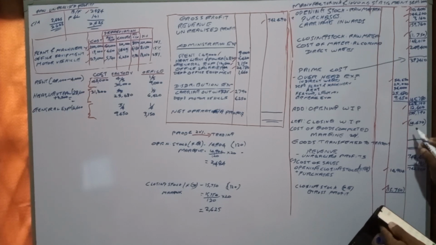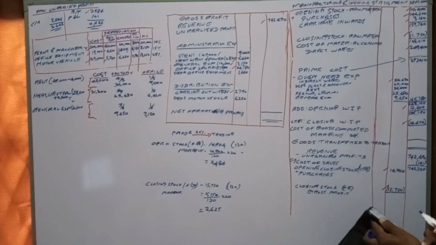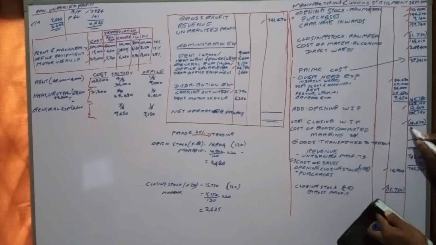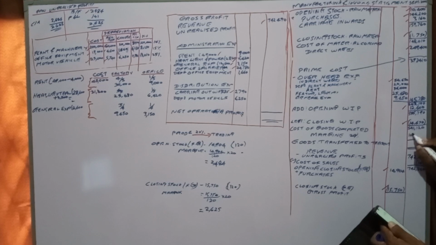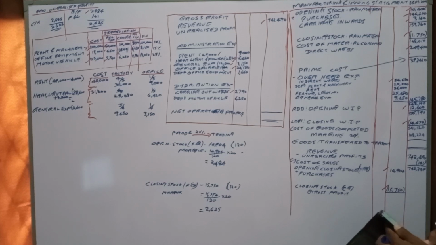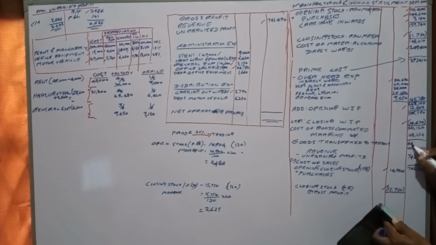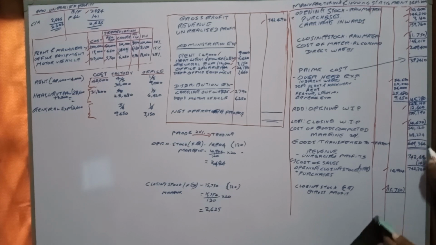From that we have to deduct the closing material, 13,870, giving 541,920, right? Margin is 20%, into 0.20. That means 108,384 plus 541,920 gives goods transferred of 650,304.